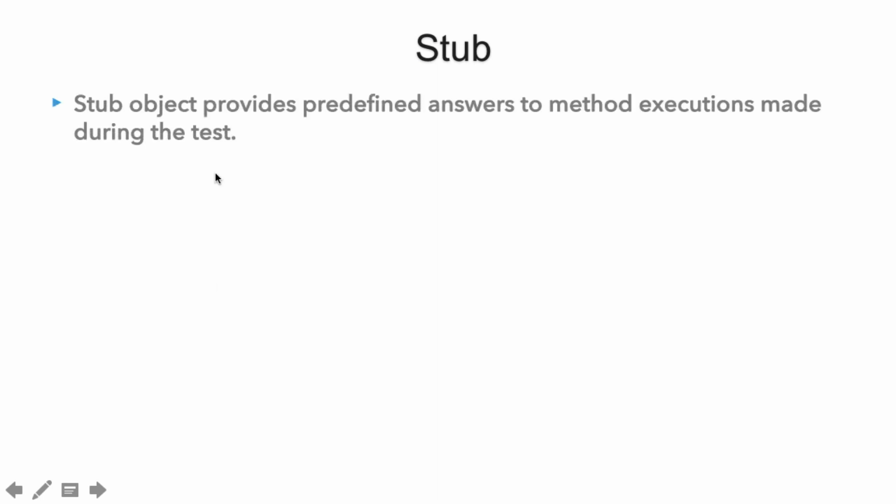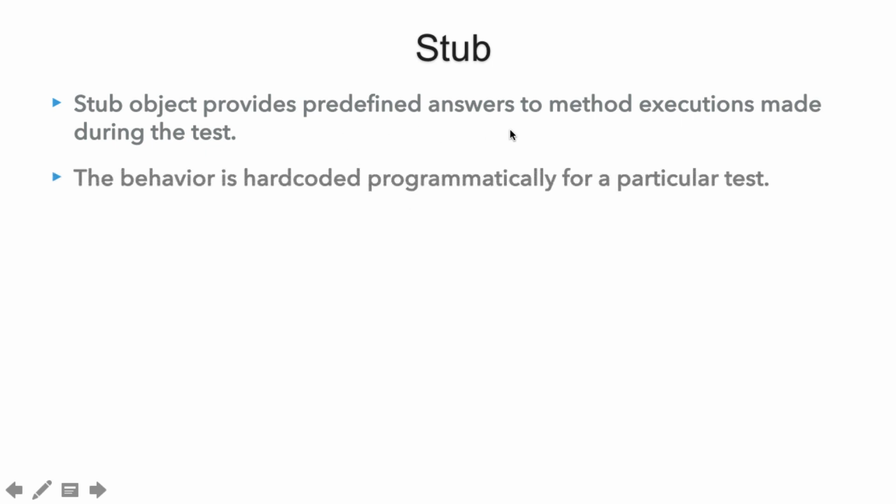So friends, what do we mean by stub? The stub test double provides predefined answers to method executions made during the test. Here, we usually create the stub test double for the external dependency, and whenever the class under test calls a method on the external dependency, we provide some predefined answers to our class under test. These predefined answers are nothing but hard-coded behavior.